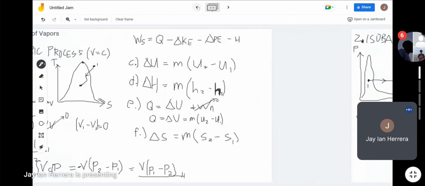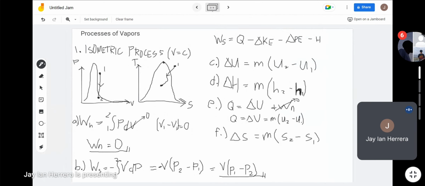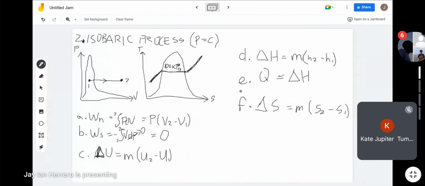Screenshot the important formulas for the isometric mode. Sir, I've been spaced out. What was U again? U is internal energy. Thank you, sir. This one is for isobaric, please screenshot it.